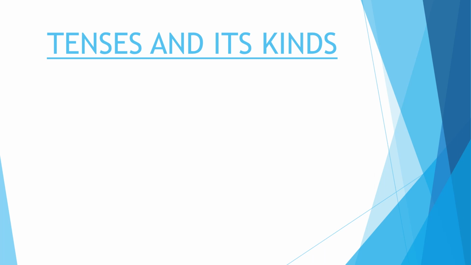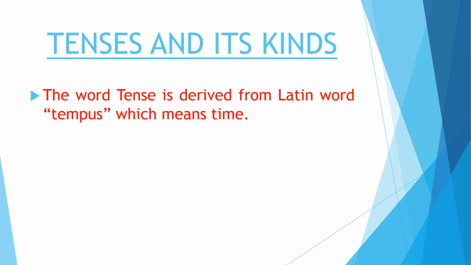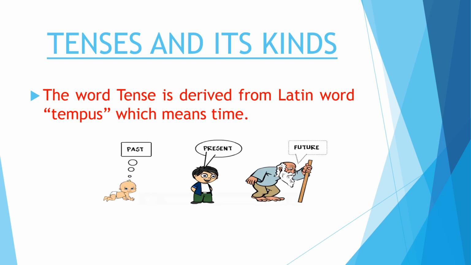So what do we understand by tense? The word tense is derived from the Latin word tempus, which means time. So what does it tell us? The tense tells us when a person did something or when something existed or happened. We come to know all the details about any action or event, that is, when it happened or when it existed, and that all comes from tense.